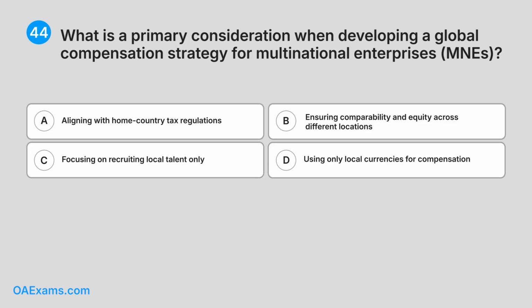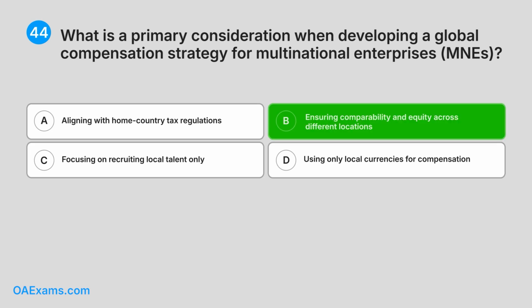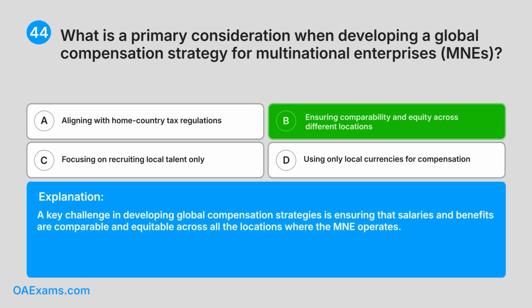Correct answer. B. Ensuring comparability and equity across different locations. Explanation. A key challenge in developing global compensation strategies is ensuring that salaries and benefits are comparable and equitable across all the locations where the MNE operates.